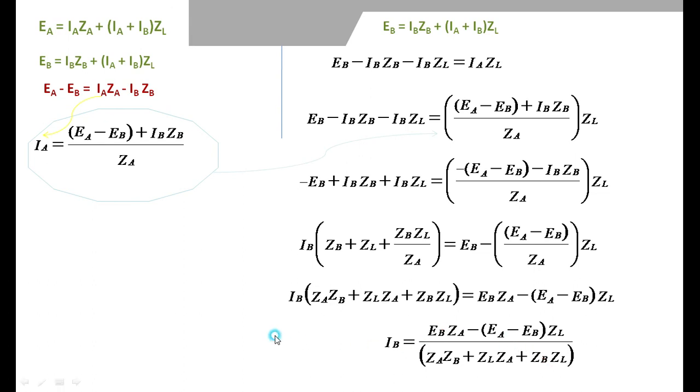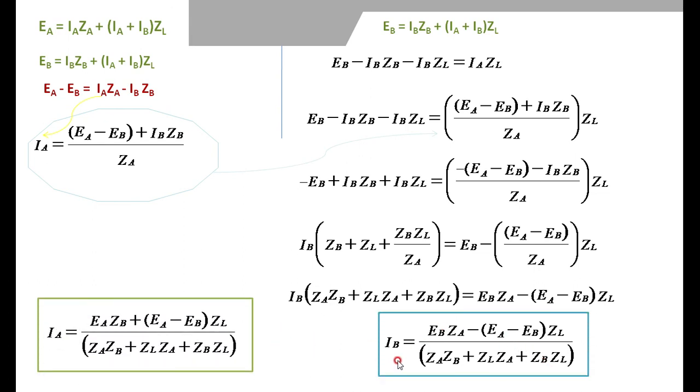In the same fashion, you can write the equation for the value of IA. Instead of EB into ZA, it is EA ZB, and instead of minus there it is plus, EA minus EB into ZL, divided by the same denominator. This is how you derive the equation for the load shared by the transformers. Start with EB, then go on substituting the value of IA in there, then simplify for IB.